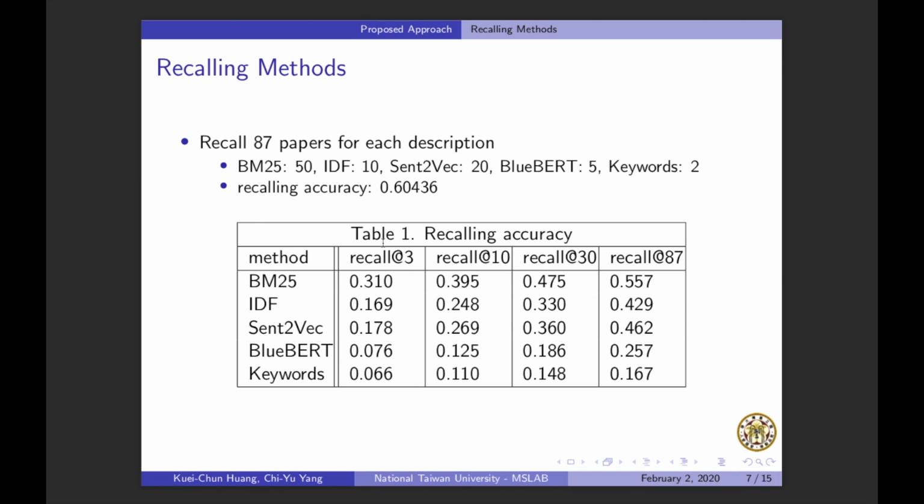We recall 87 papers for each description: 50 from BM25, 10 from IDF, 20 from sentence to vector, 5 from BlueBERT, and 2 from keywords. And this is the table of recalling accuracy of the 5 recalling methods. Generally, contextualized embedding performs best in most cases.